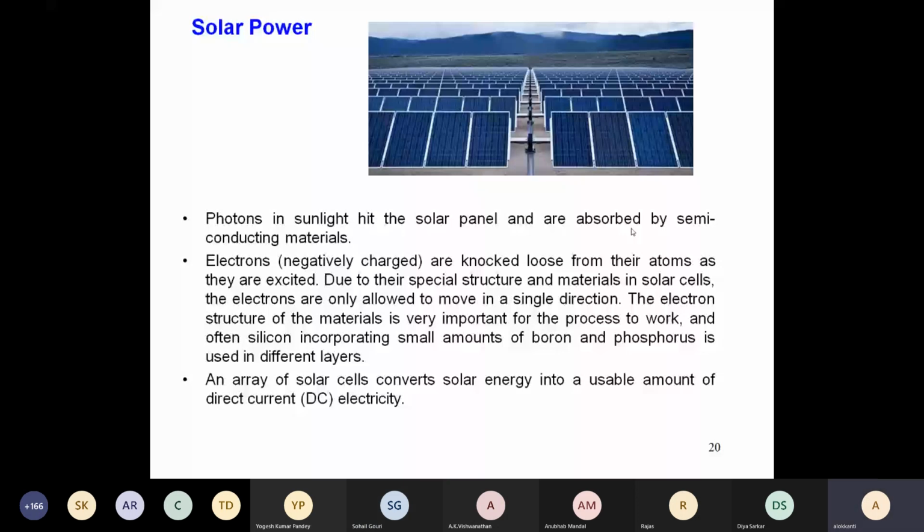We will come to the equivalent circuit of a solar panel, solar cell. The electron structure of the materials is very important for the process to work. Often silicon incorporating small amounts of boron and phosphorus is used in the different layers. An array of solar cells converts the solar energy into a usable amount of current, which is basically DC current. That is the specialty of solar energy. It generates DC current.